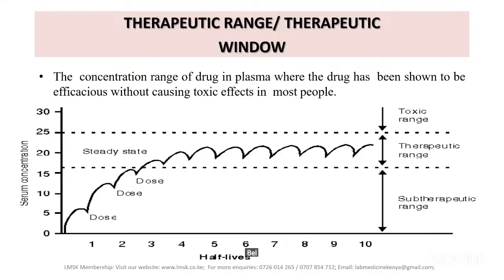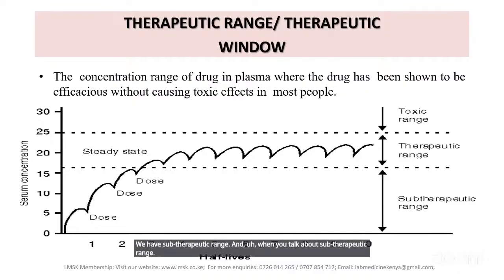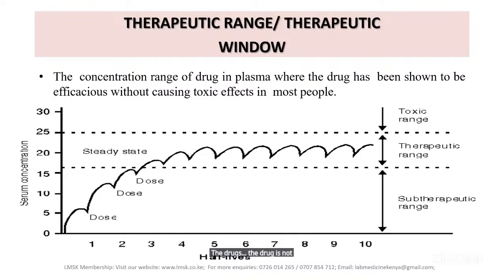Below this therapeutic range, we have subtherapeutic range. And when you talk about subtherapeutic range, the drug is not producing maximum effect. And therefore, that's why we give several doses so that the drug can become therapeutic or therapeutically effective.